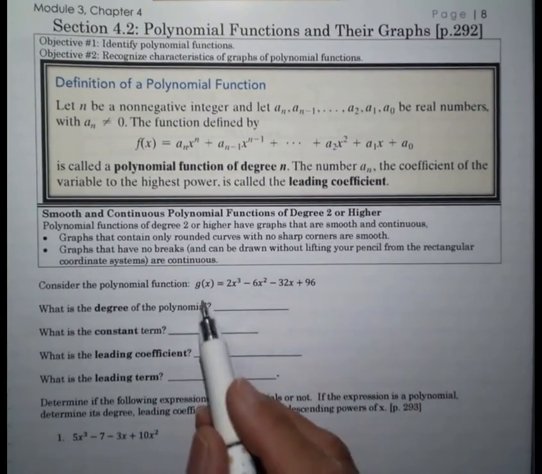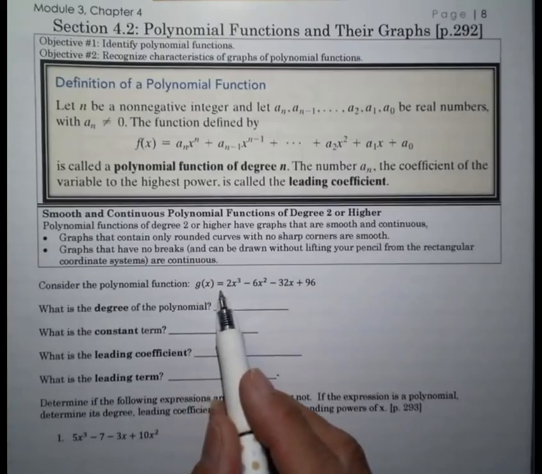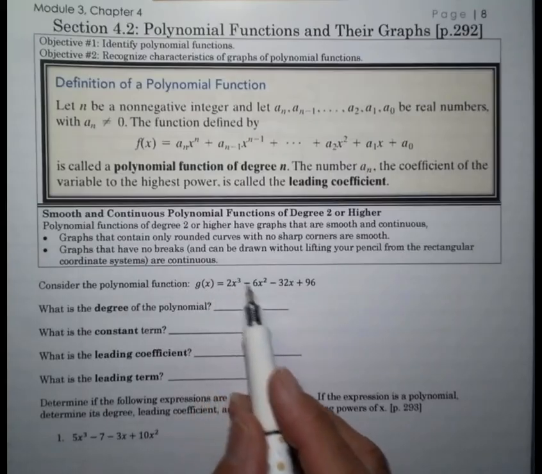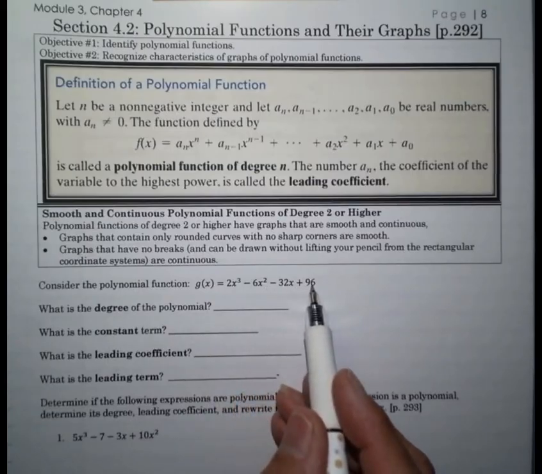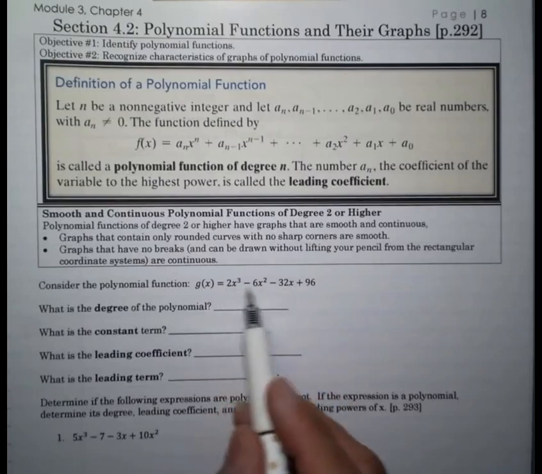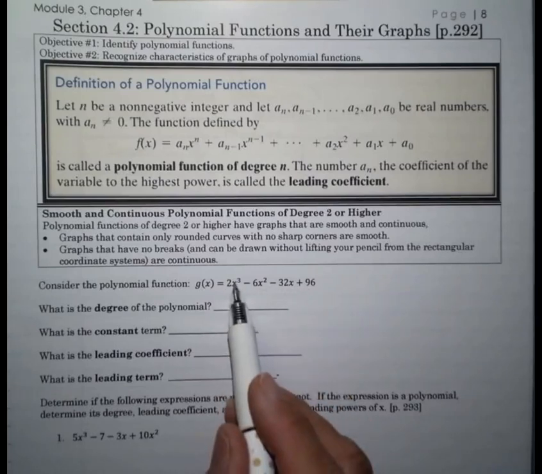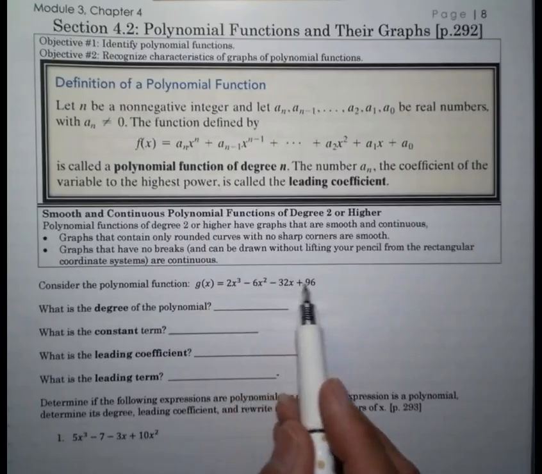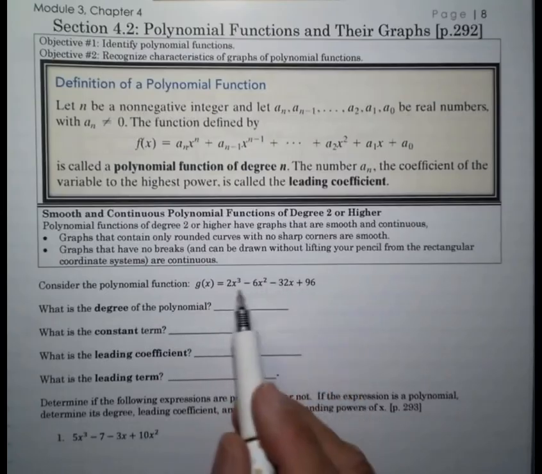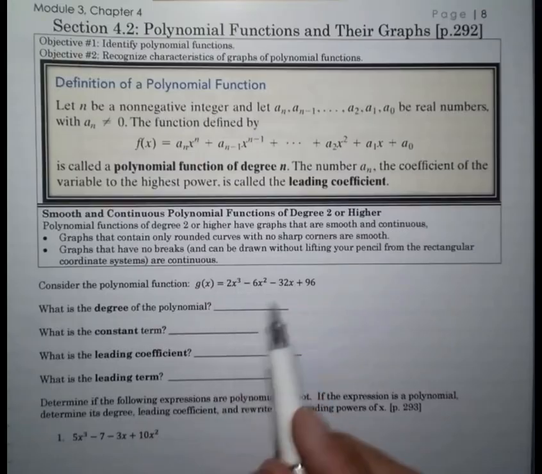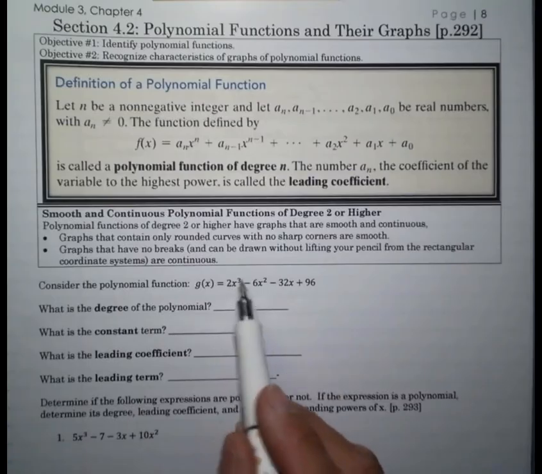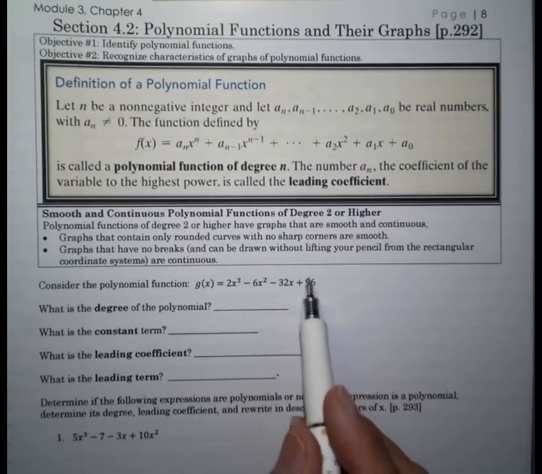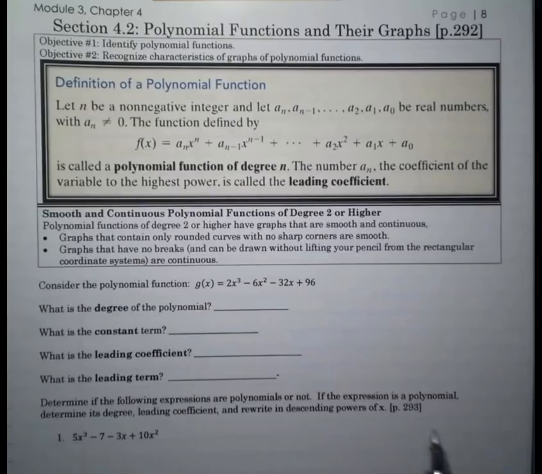First, we're going to look at one here that's called g of x. It says let g of x equal 2x cubed minus 6x squared minus 32x plus 96. Now, the important thing to note is that our function always has to be written from the greatest exponent down to the smallest. If it isn't written in this format, this one is, then the first step is to put it in descending order, from the term with the highest exponent down to the constant term, the term that doesn't have any variables at all. And then it asks questions.